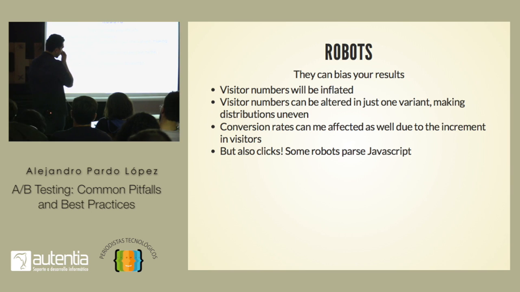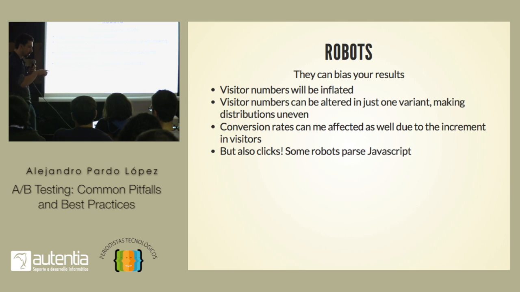They can also screw up your conversion rate, because conversion rate is purchases or signups or whatever your goal is divided by number of visitors. If you get more robots, your conversion rate will go down. It can go from 10% to 3%. So therefore, it's not the real conversion rate.